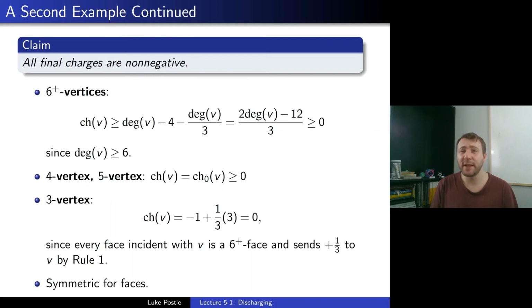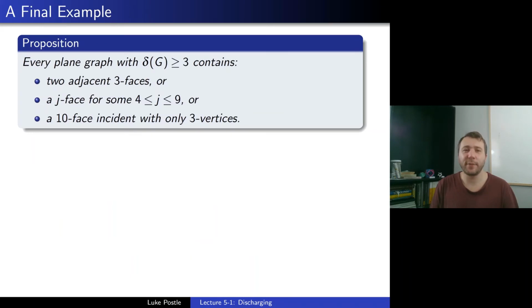So we've seen a vertex-centric setup. We've seen one where it's kind of balanced. So for our final example, I'll do a crazier one. So here's a proposition. Every plane graph with minimum degree 3 contains one of the following. So here are 3 options.